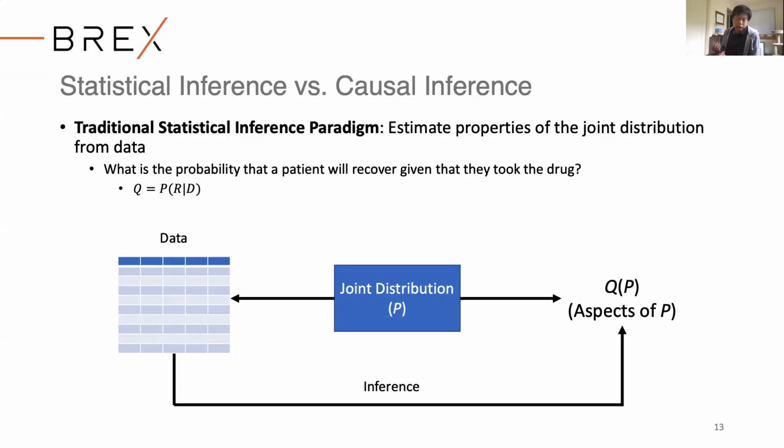But traditional statistics gives me many ways to understand this joint distribution. Maybe I can do a regression, which tells me the expected value of recovery given different values of taking the drug, and that is a binary variable, so it's simple. But there are all sorts of different techniques for me to understand these aspects of the distribution.